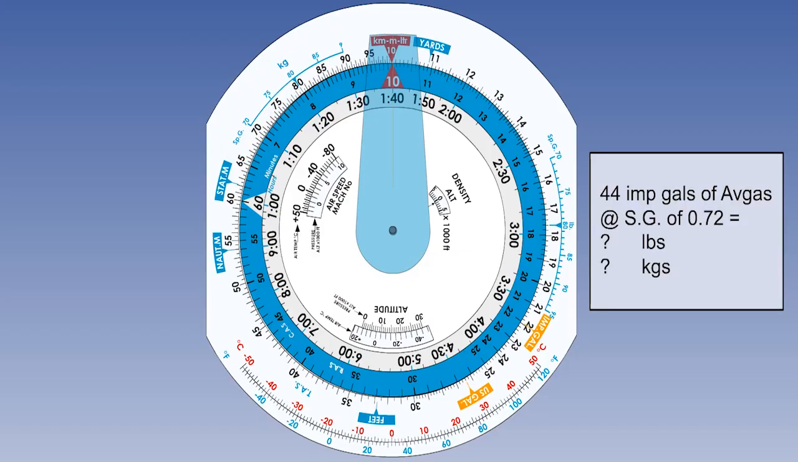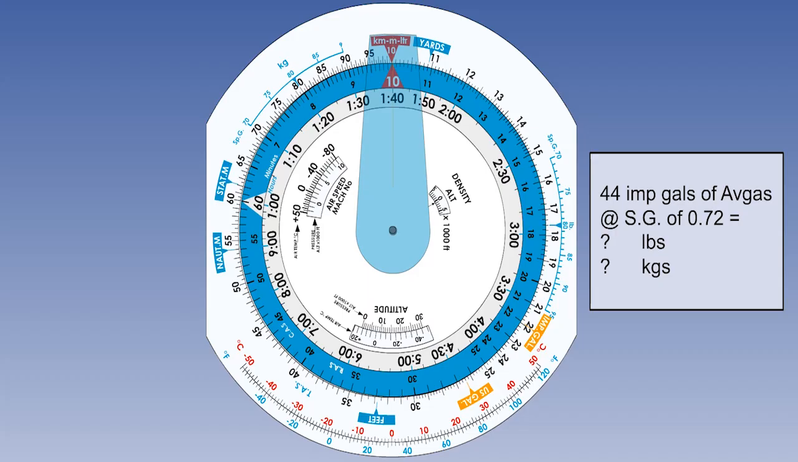An example will help you get an idea of how to use this function. Find the weight of 44 imperial gallons of aviation gasoline at a specific gravity of 0.72 in both pounds and kilograms. As usual, we have to get an estimate of the magnitude of the answers before starting to use the navigation computer. An imperial gallon of gasoline weighs 7 pounds. Therefore, 40 imperial gallons should weigh 280 pounds. Remembering from a previous example that 2¼ pounds is roughly equivalent to 1 kilogram, it follows that 280 pounds is going to be roughly 100 kilograms.